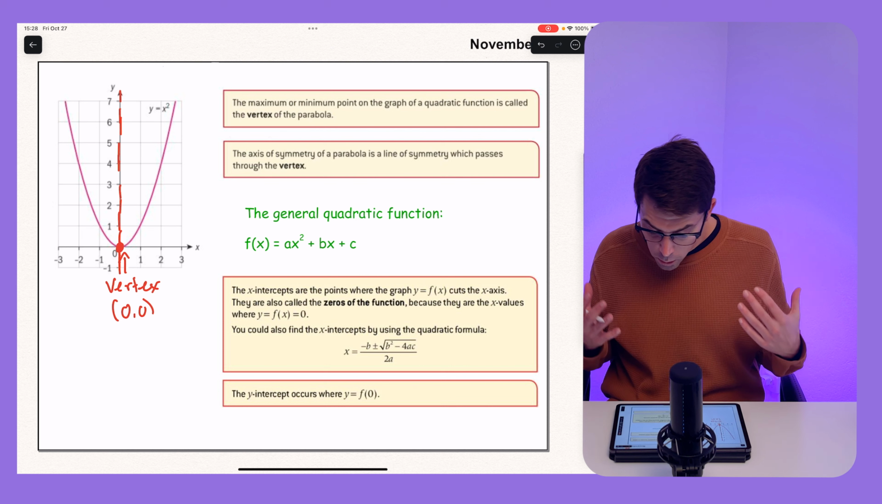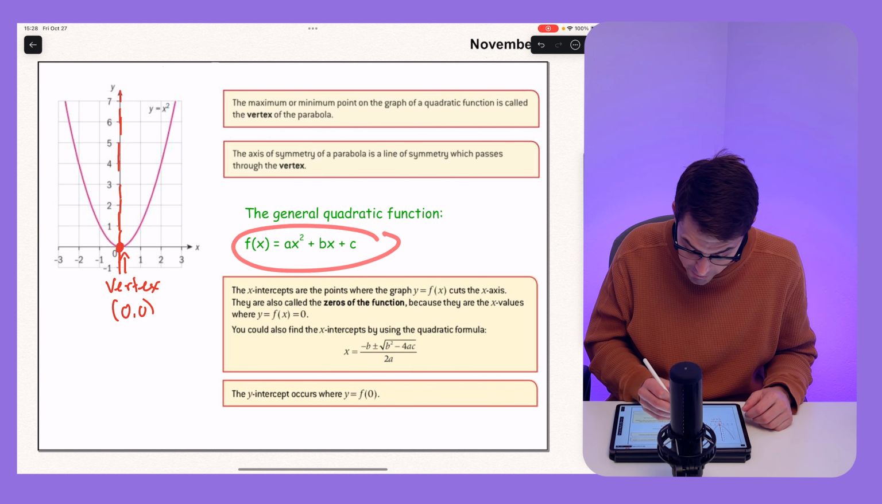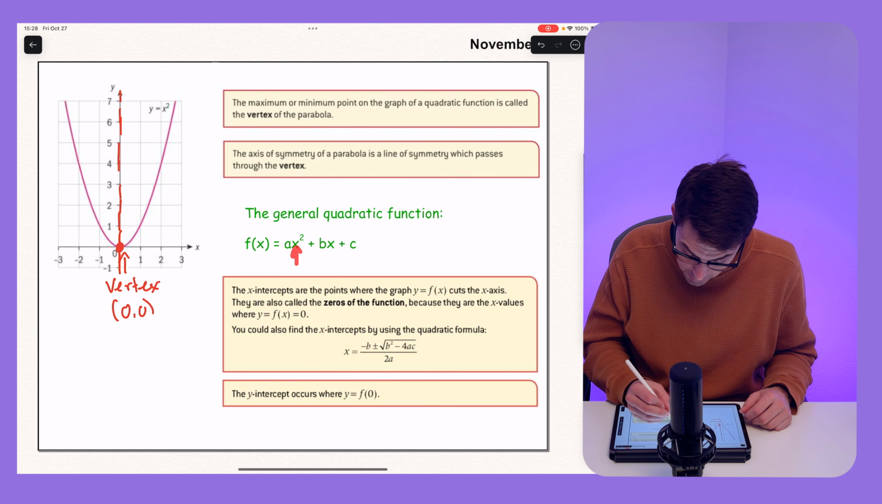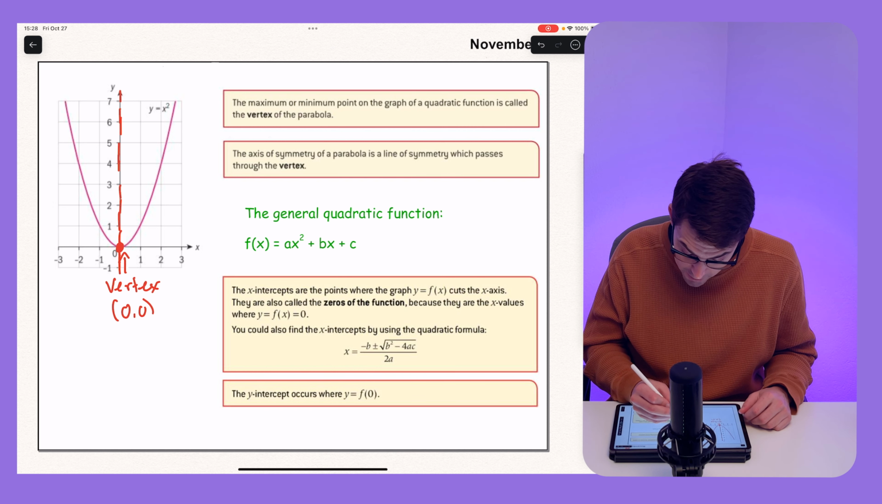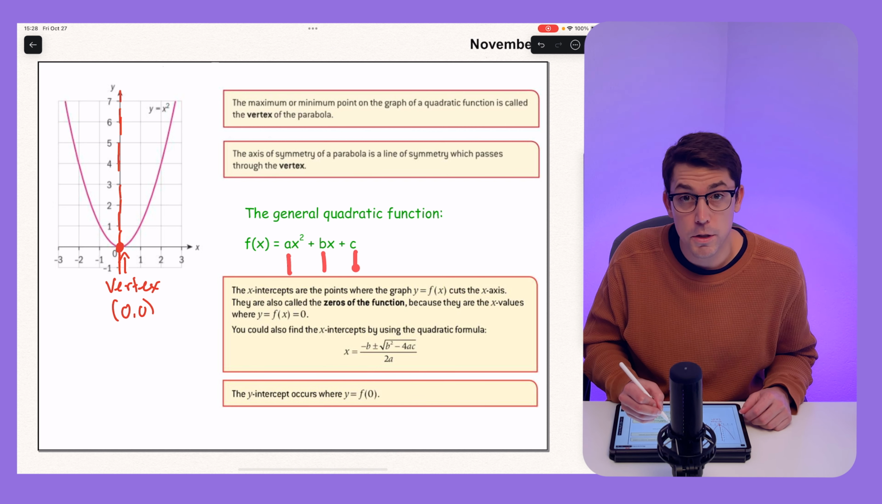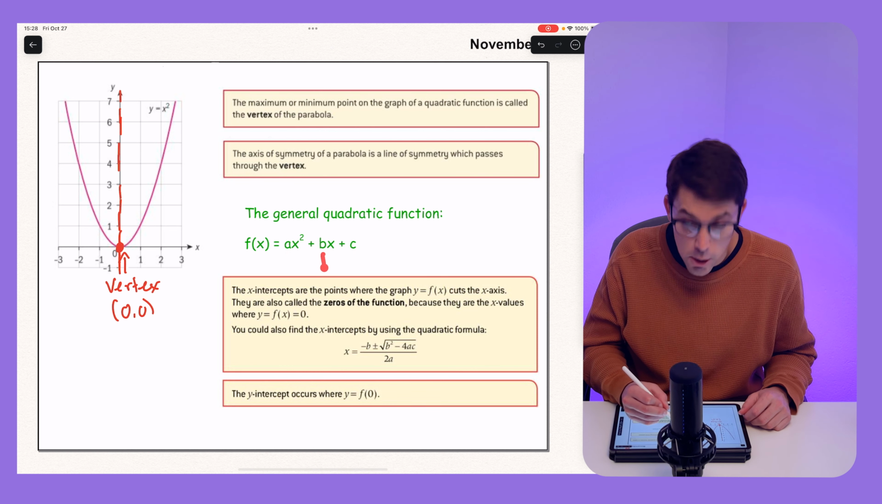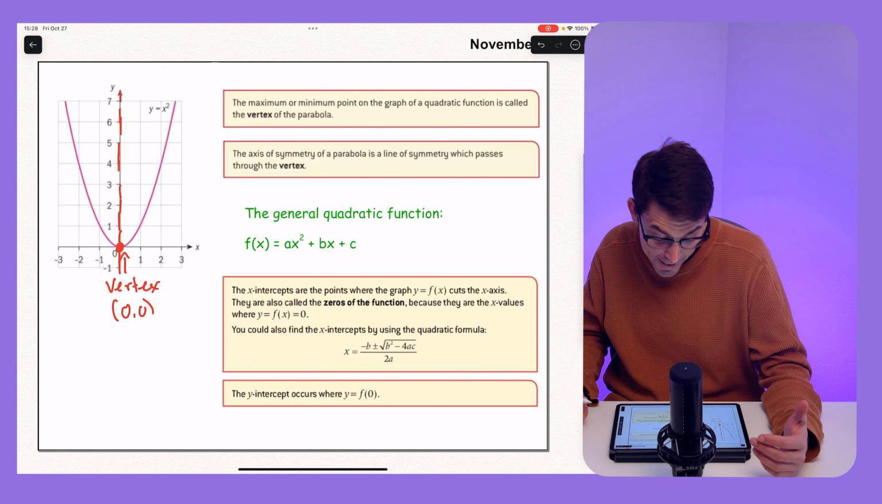And so the general quadratic function that we have is this guy right here. f of x equals ax squared plus bx plus c. So these x's are going to be our inputs, our variables. That's why it's right here in our function notation. And then a, b, and c are going to be what's called constants. So a is just a coefficient in front of x squared, b is just a coefficient in front of x, and then c is the constant. It's also going to be our y-intercept.